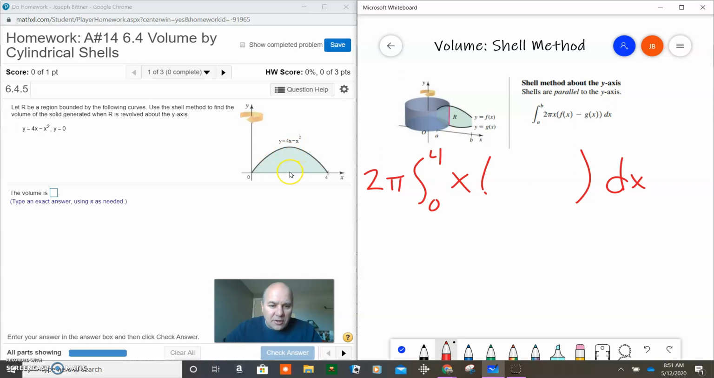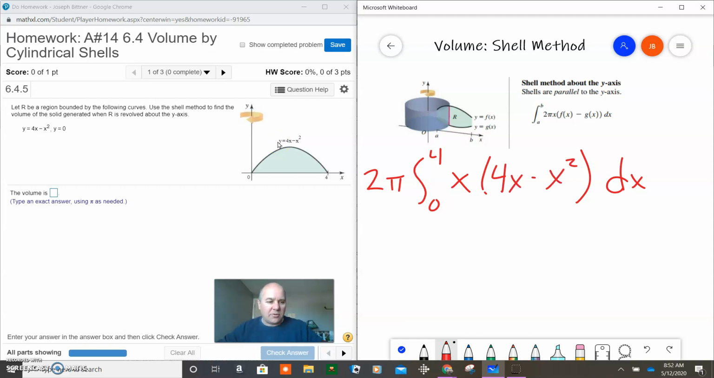And if I want to figure out the height at 2, I would just plug 2 in, and that would be 8 minus 4, and that would be 4. So the height is always just given by whatever the function is. So in this case, 4x minus x squared.